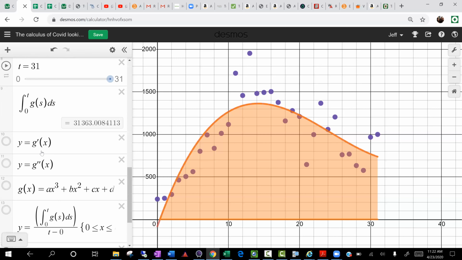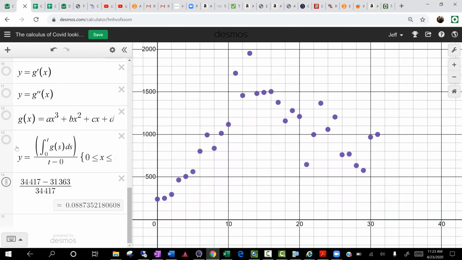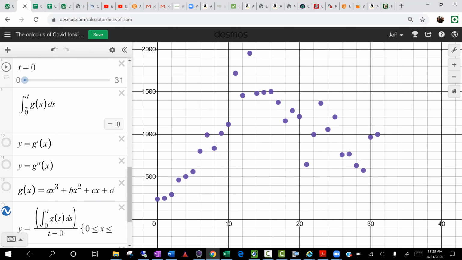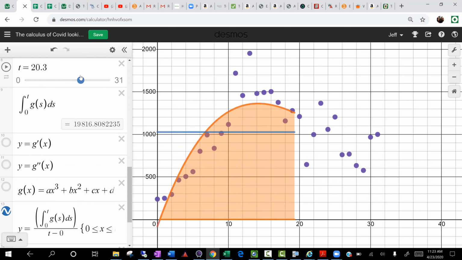Now let me do something kind of fun for us, and that is, alongside the graph, I'm going to plot the average value of the function. And we'll see how the average value changes. So the average value started out negative because the function did, but it quickly grows. And the average value is going to continue to grow until we get about here, right, where the function hits its peak.